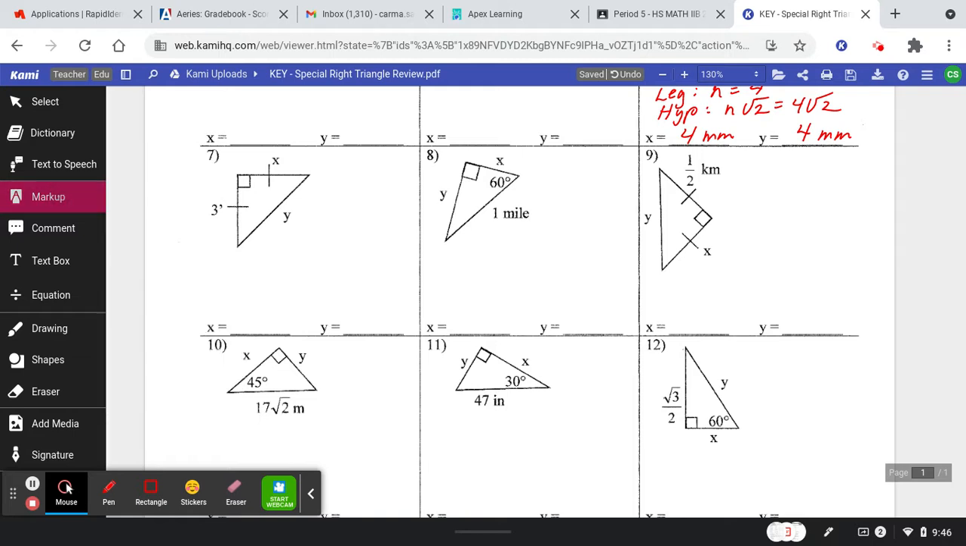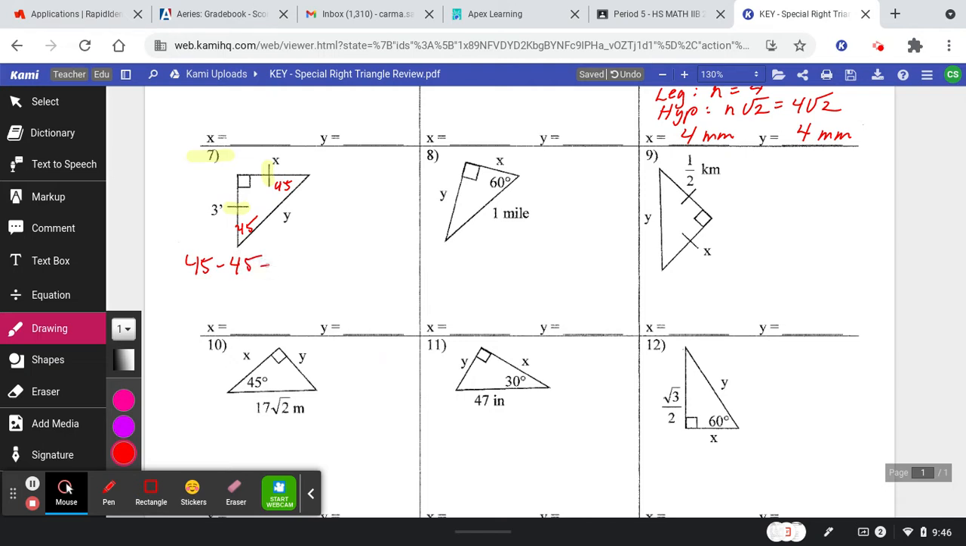Hopefully you saw this one. How do I know it's a 45, 45, 90? Do you see these marks right here saying that the sides are equal? That means this is an isosceles right triangle, which means that the angles are also the same, 45, 45, 90.